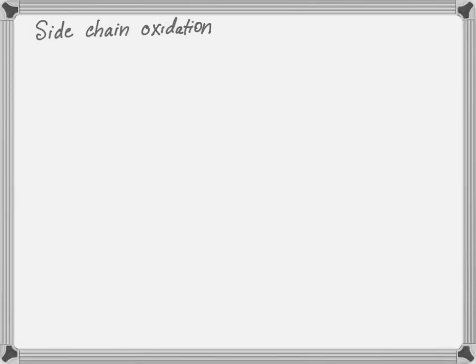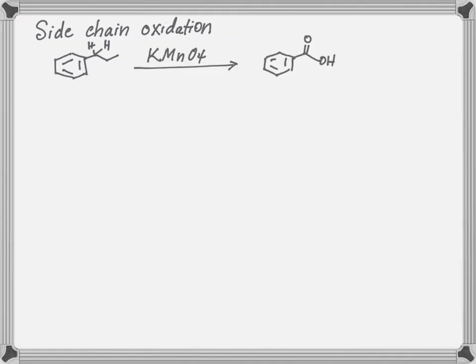This video is about side chain oxidation, specifically aromatic side chain oxidation with alkyl groups on an aromatic ring. The hydrogens at the benzylic position, which are the ones right next to the ring that I have drawn in, can be oxidized with potassium permanganate to give the carboxylic acid.